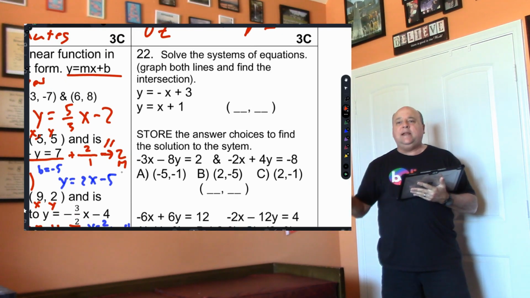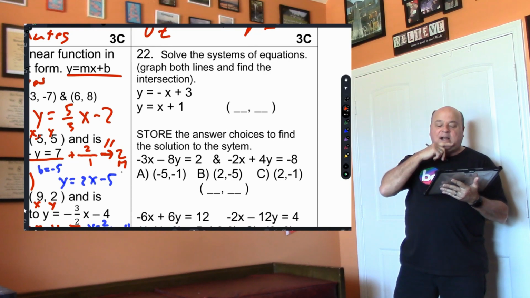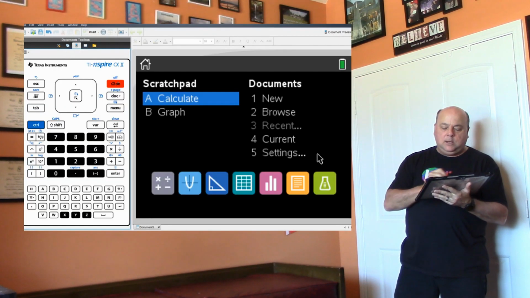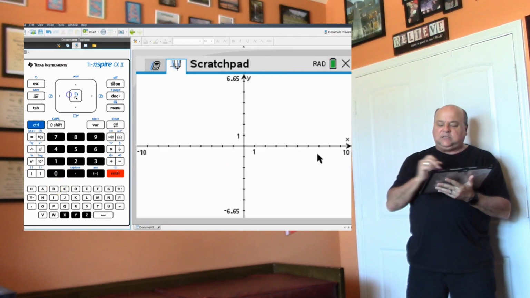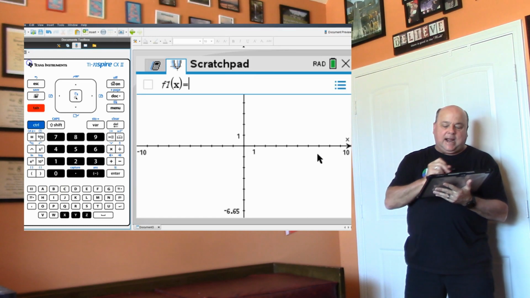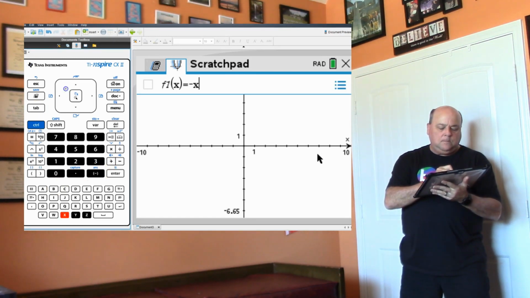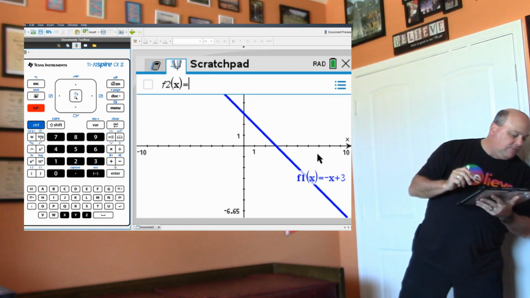Okay, right here, we need to graph these. These are both solved for y. So we're going to graph them and find the intersection point. So go to your calculator, hit home. We're going to graph b. And now delete, delete, delete. Think of something bad. Delete it out. Tab. And we have -x plus 3. And then we're going to hit tab again. And we have x plus 1.